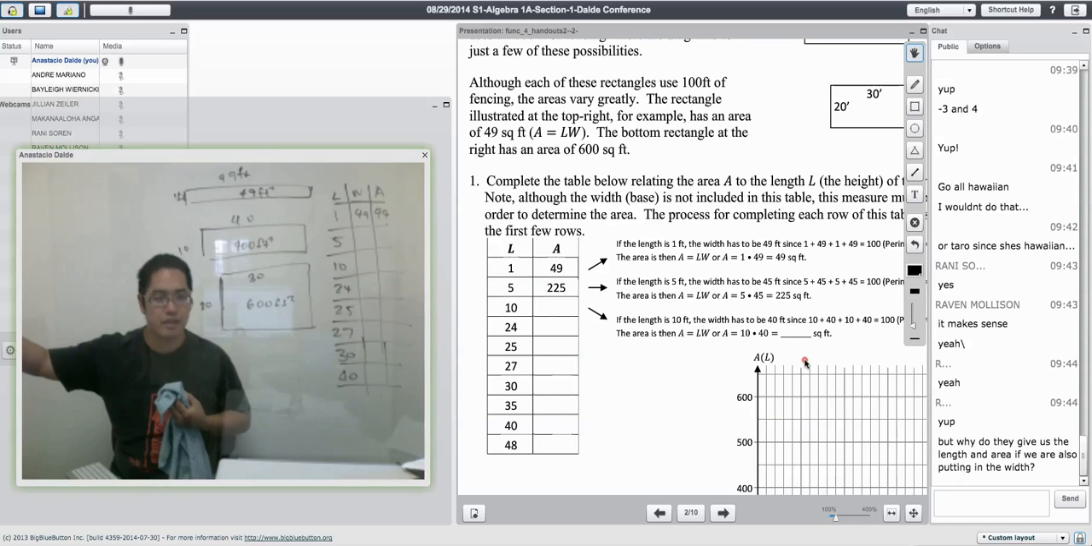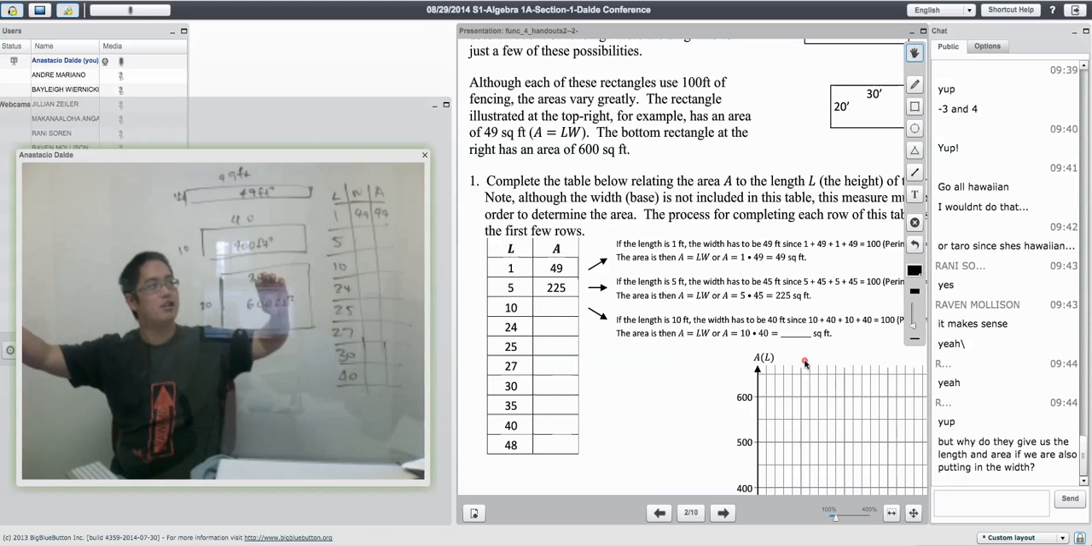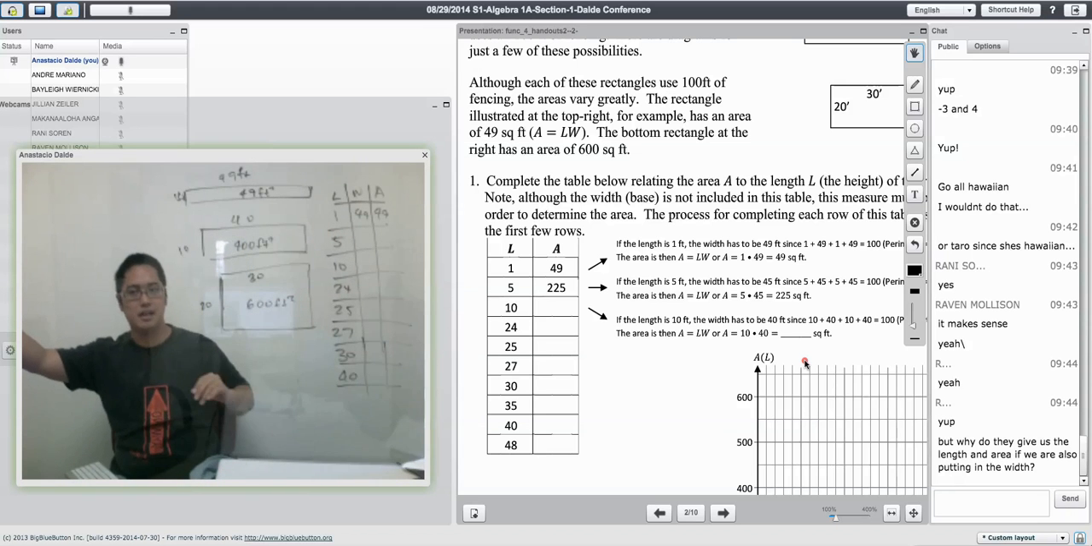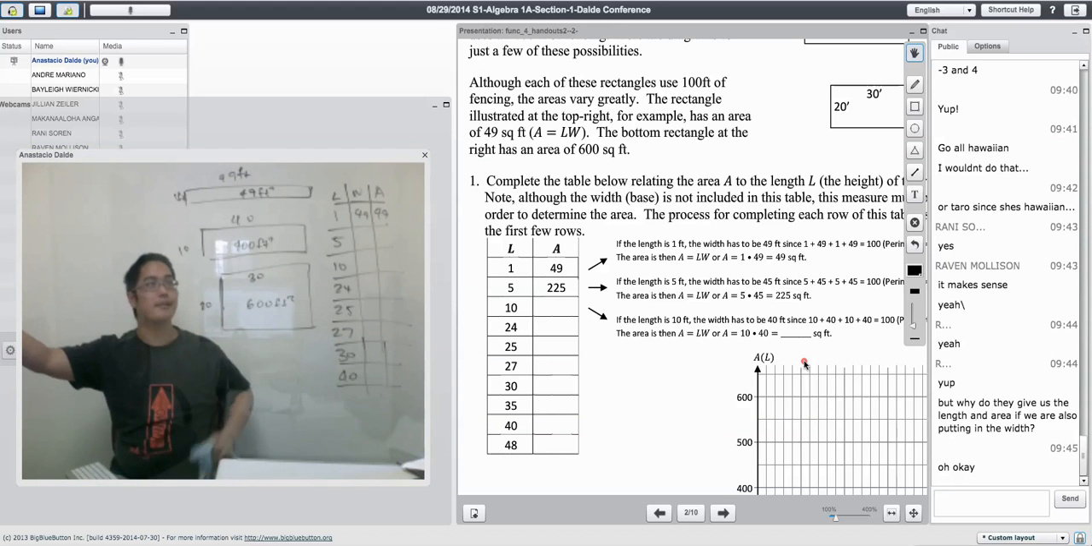But why did they give us the length? They gave you just the length and the area. I gave you the width just because I think that information might be helpful to us. It's kind of like an intermediate step. So I think adding the width column would make it easier for you, not harder. Do you see where I got 1 and 49 here? Okay, so I got that one.